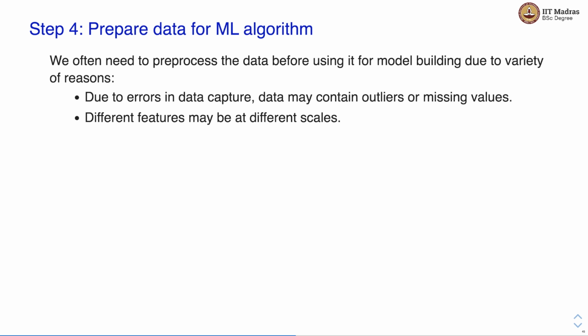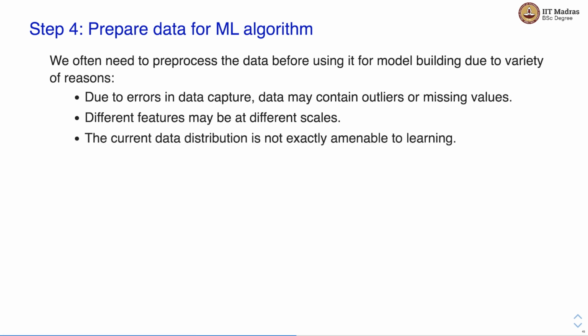In machine learning algorithm, generally we use different features to represent an example. These different features may be at different scales. The current data distribution is exactly not amenable to learning.